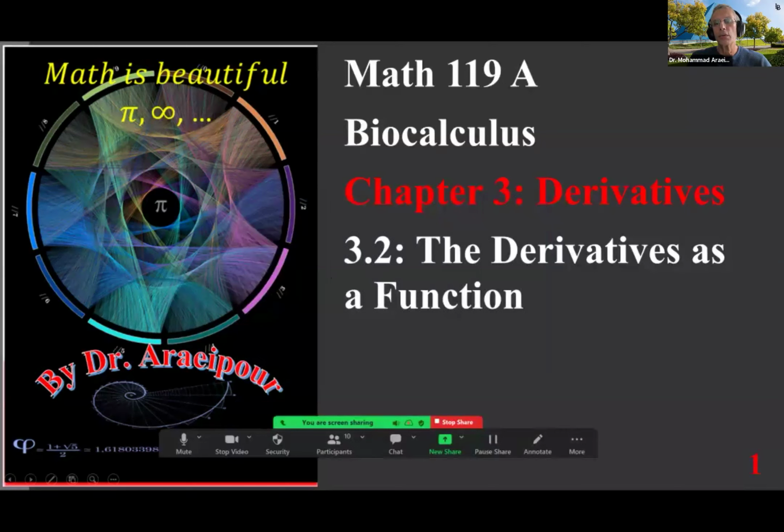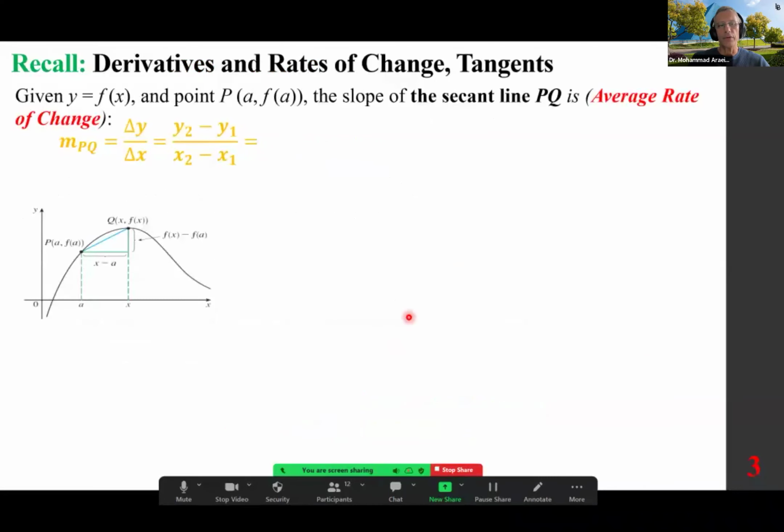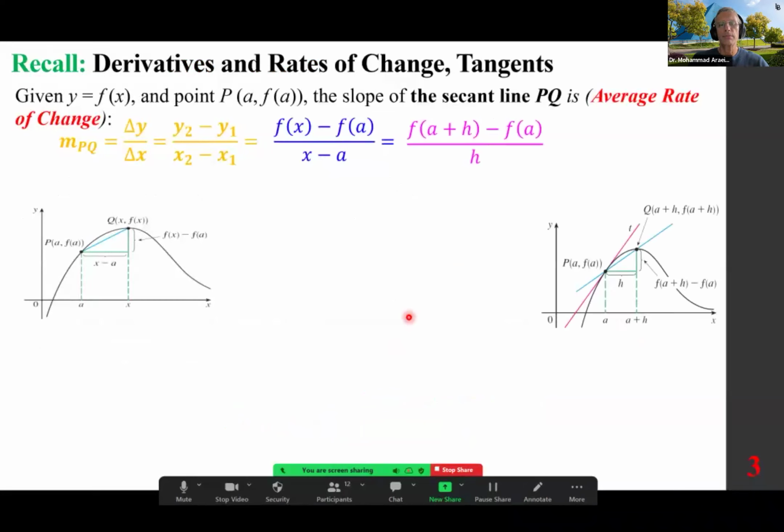Here's section 3.2, the derivative as a function. So we looked at section 3.1, derivatives and rates of change, tangents, and now we're going to look at the derivative as a function, which in short, f prime of x is the limit of f of x plus h minus f of x over h as h approaches 0 by definition. So what did we cover? Let's just quickly recap.